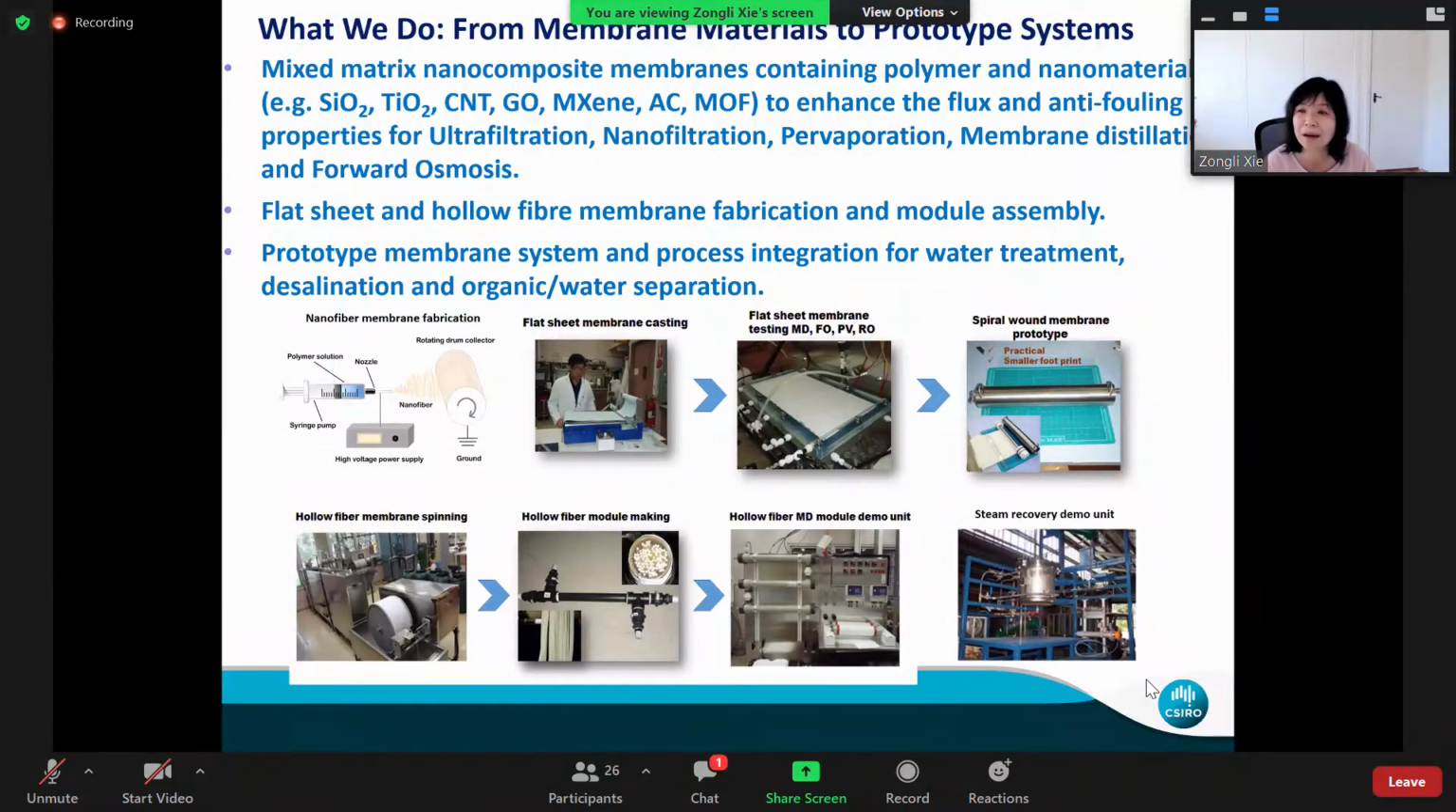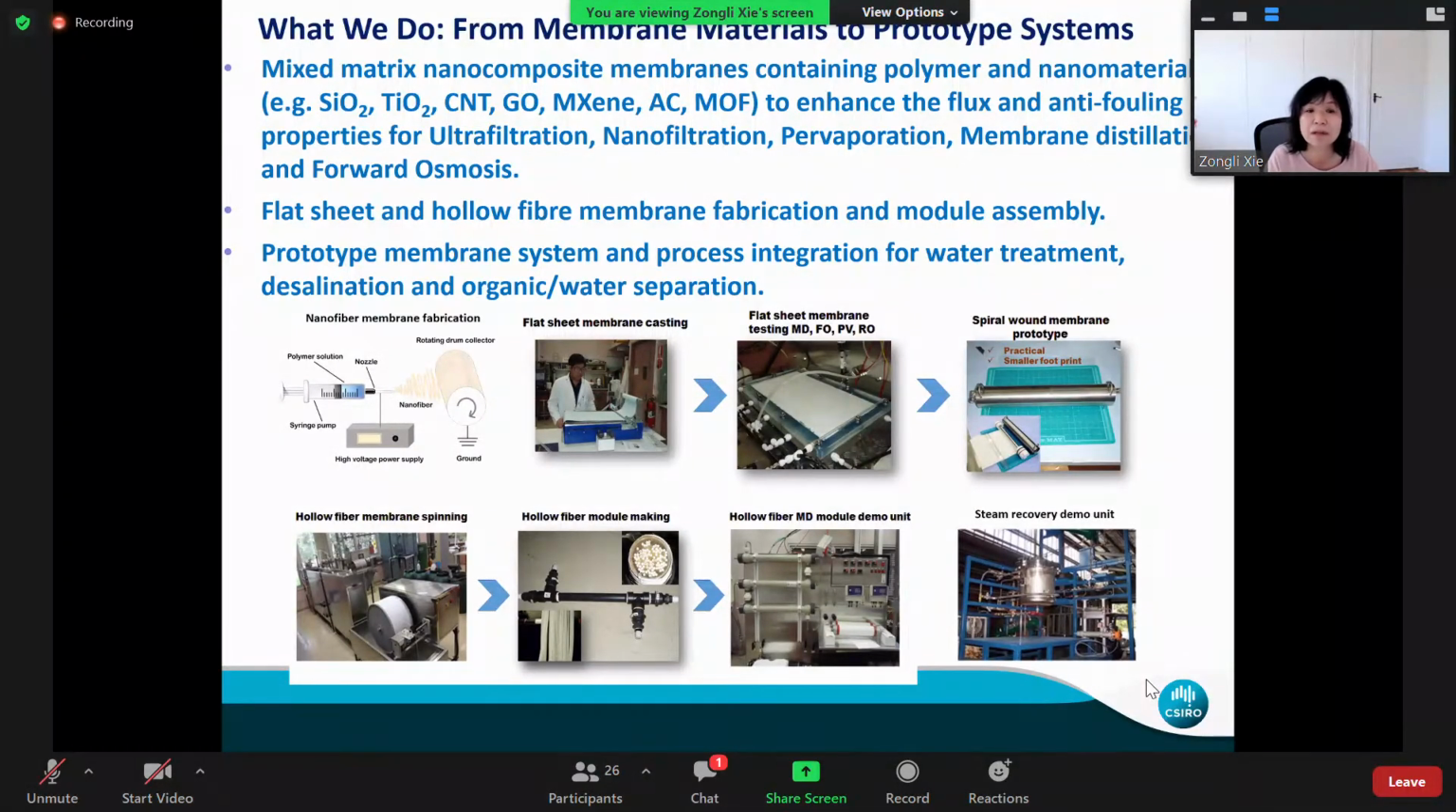Just a little bit of what we do in this space. We've been working mainly from membrane materials up to prototype systems. We worked a lot on mixed matrix nanocomposite membranes. We have been exploring a range of nanomaterials, from common silica and titanium dioxide nanoparticles, to 1D, 2D, or nanoporous 3D materials like carbon nanotubes, graphene oxide, MXene, or activated carbon. We look at how we can exploit those properties of the nanofiller to improve the flux, anti-fouling, or even anti-wetting properties for a number of membrane technologies and membrane processes.